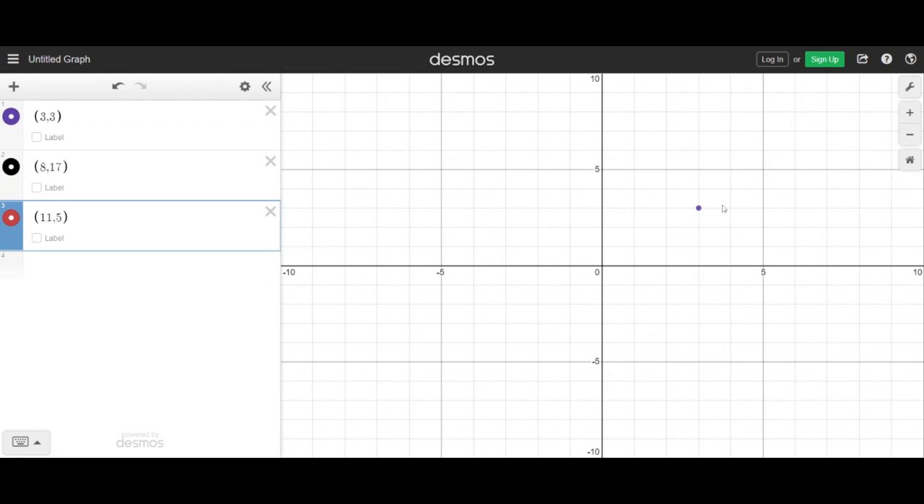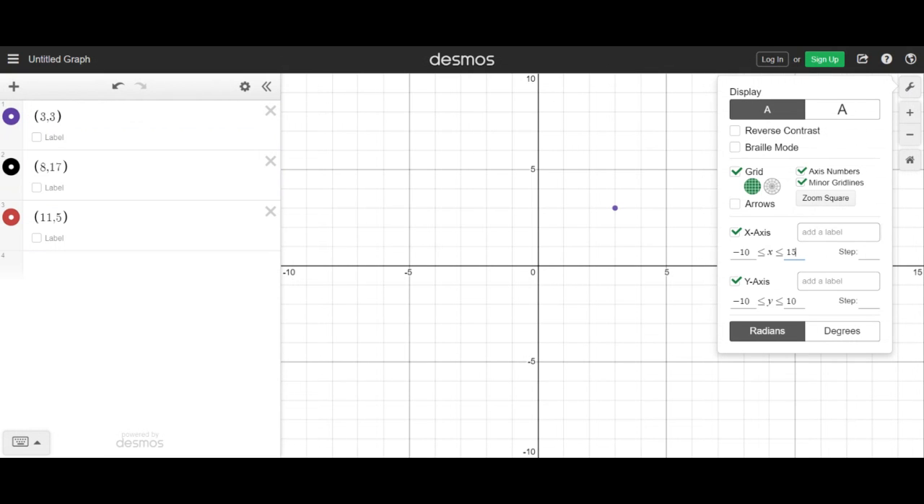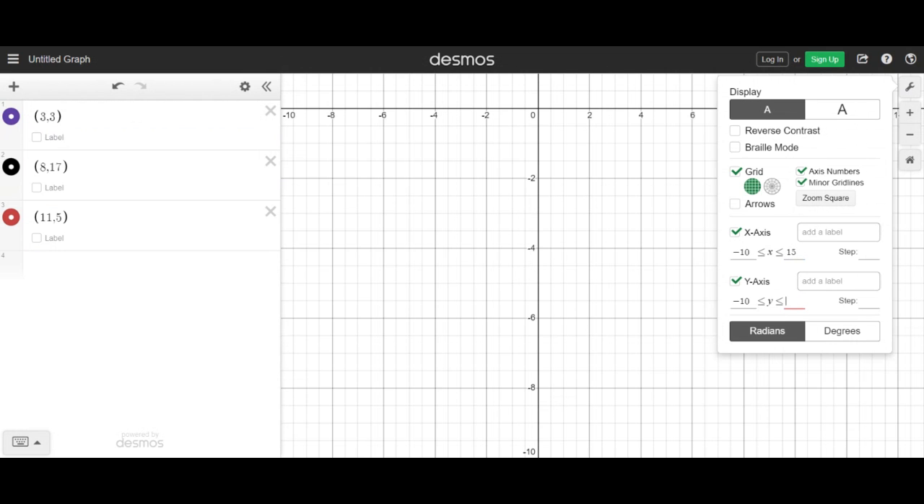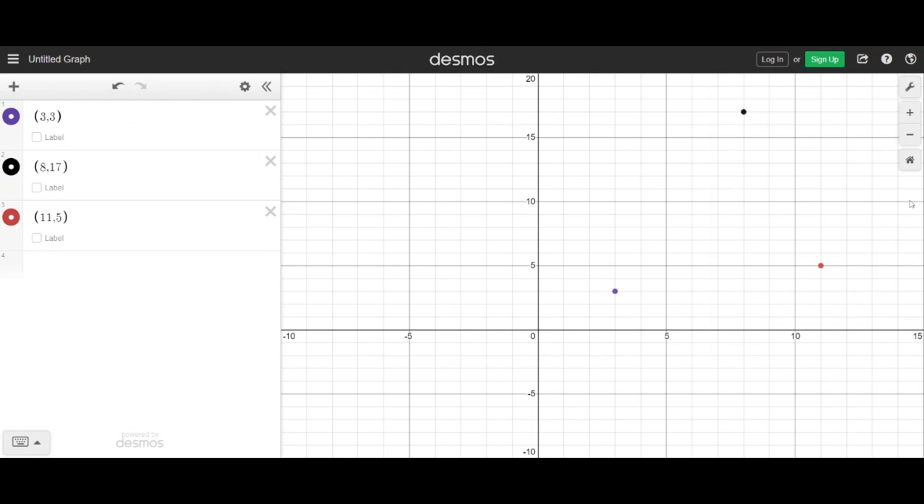Now, two of those points are off screen, so I'm going to have to adjust my window. I go to my graph settings. I know my largest x value here is 11, so I'm just going to make this 15 so that I can see that point. And then our largest y value is 17, so I'll make that 20 just to make sure we can see that point. And so now we can see all 3 of our points here on screen.